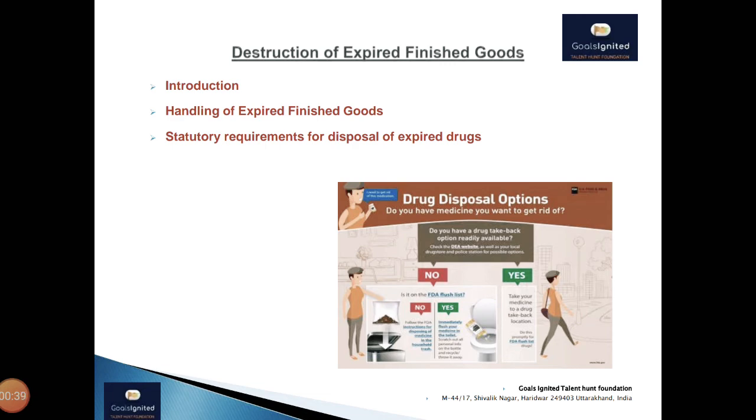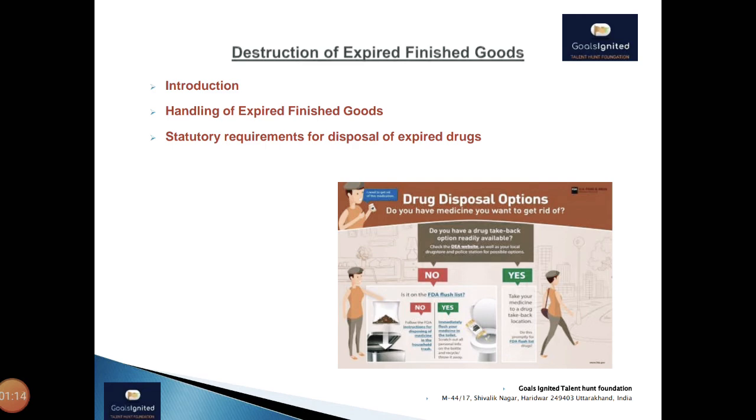There are two things: one is the FDA flush list. If the medicine is on the FDA flush list, then it is required to be flushed down the toilet. So immediately, if it is on the flush list, you flush your medicine down the toilet, scratch out all the personal information on the bottle, and recycle it if required or throw it away. So if it is given in the FDA flush list, you flush it in a toilet.